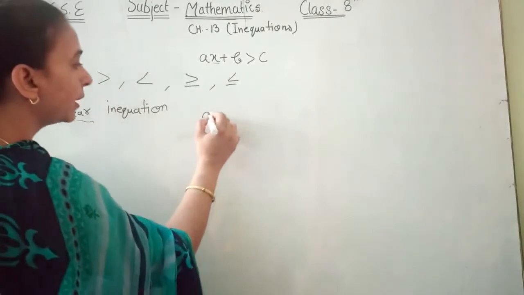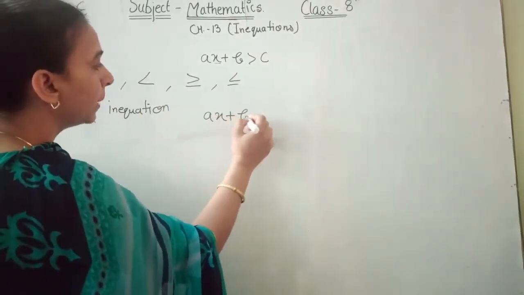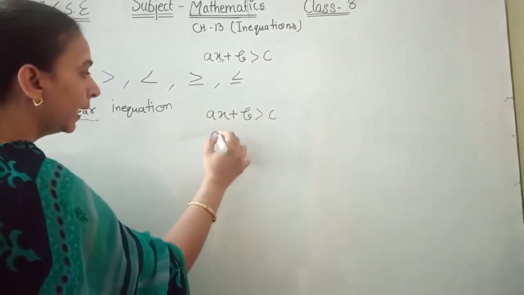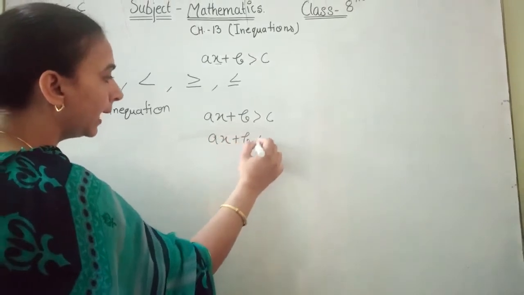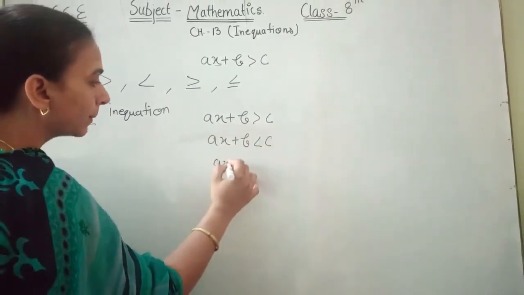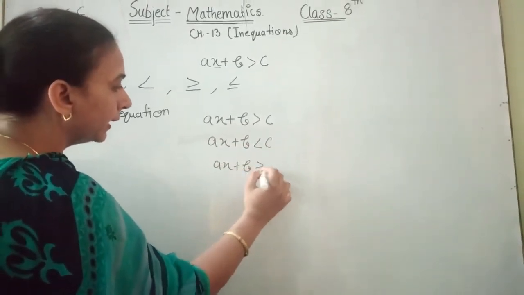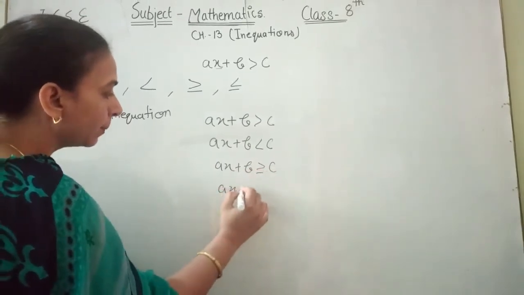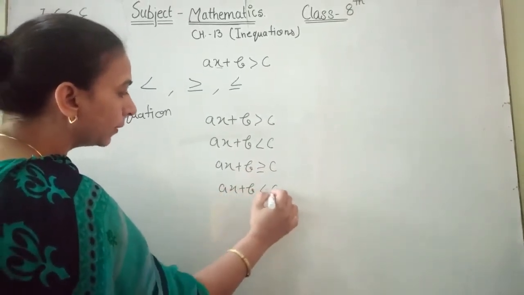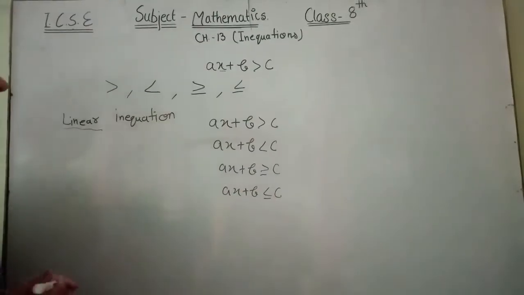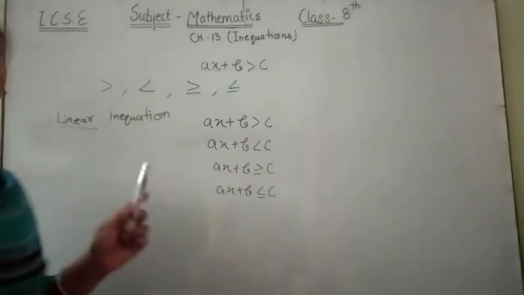This is our general form: ax plus b greater than c, ax plus b less than c, ax plus b greater than or equal to c, ax plus b less than or equal to c. These are the four general types of linear inequations.